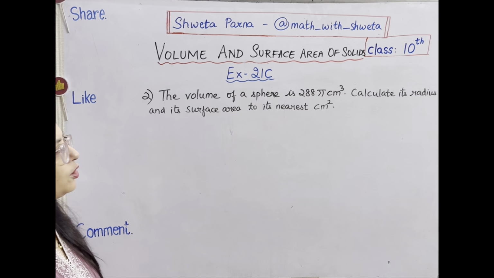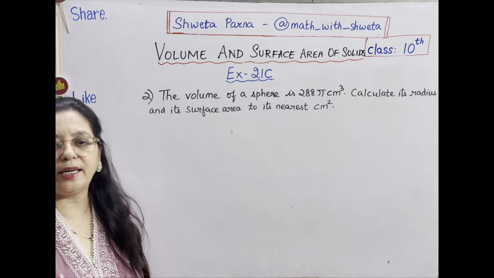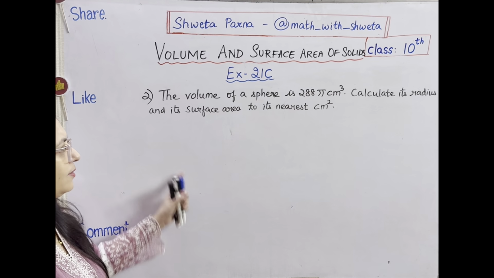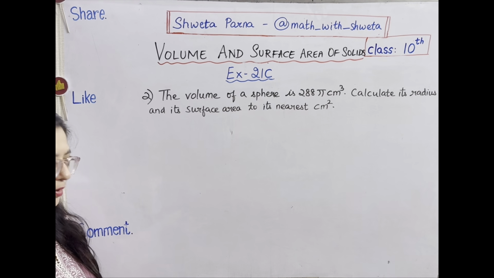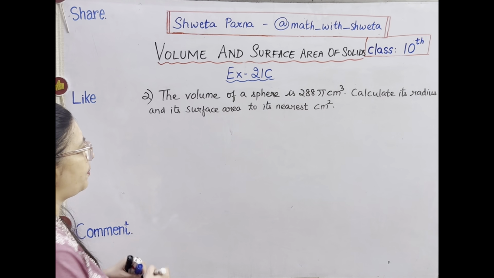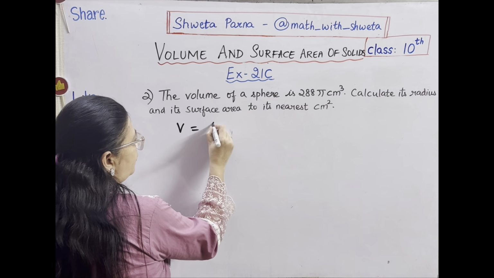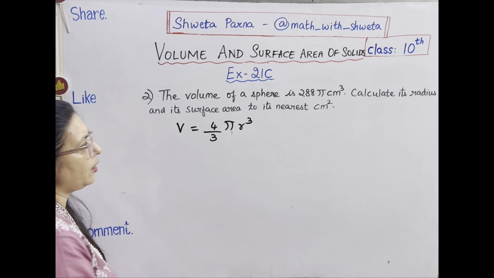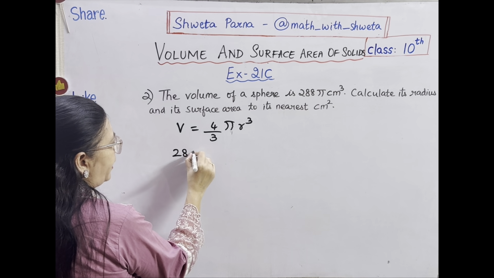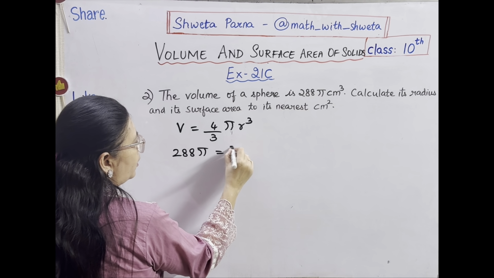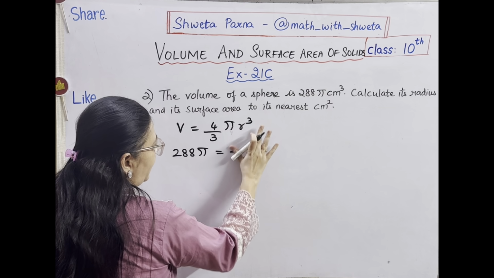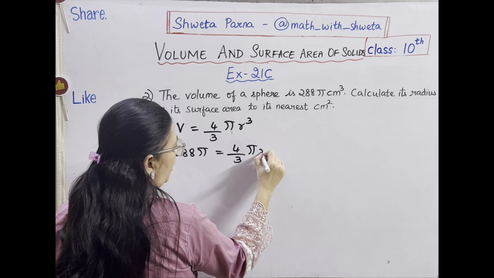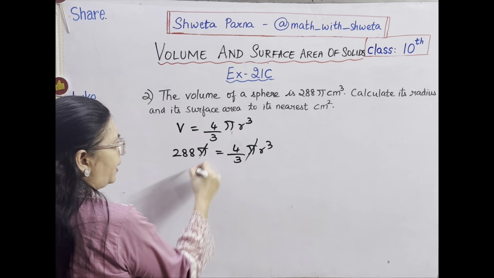Question number 2. The volume of a sphere is 288 pi centimeter cube. Calculate its radius and its surface area. So what is the formula to find the volume of a sphere? The volume of a sphere is 4 by 3 pi r cube. Correct? Now this is given as 288 pi is equal to 4 by 3 pi r cube. Pi and pi get cancelled.